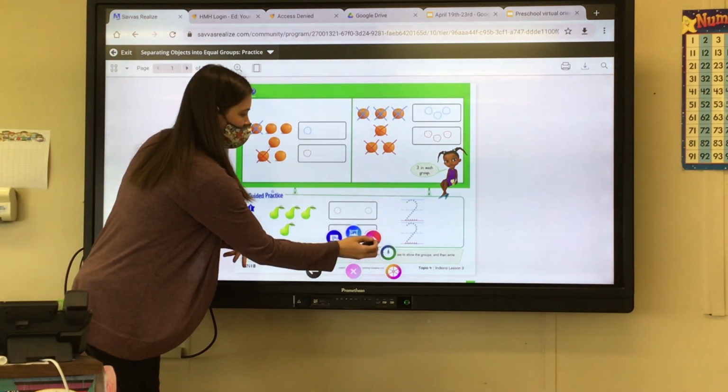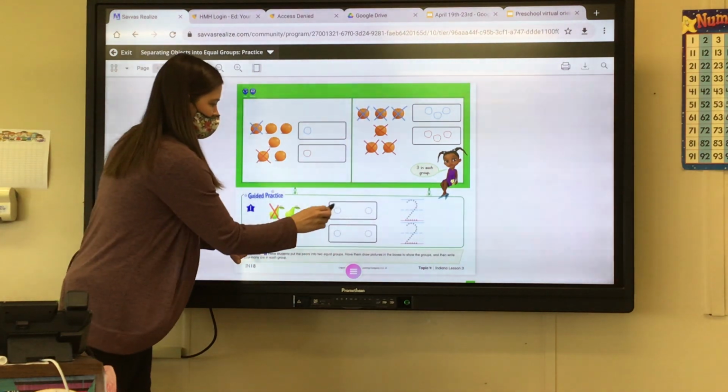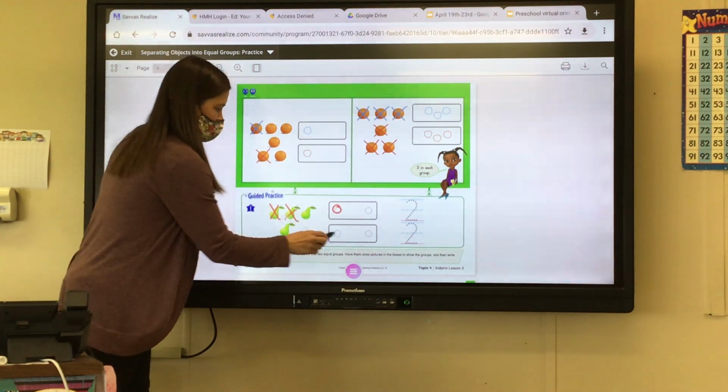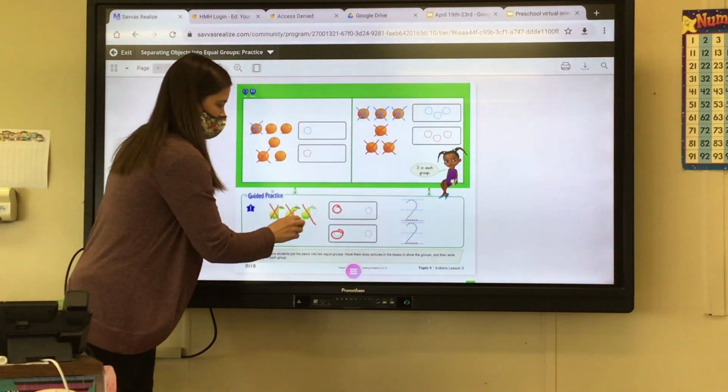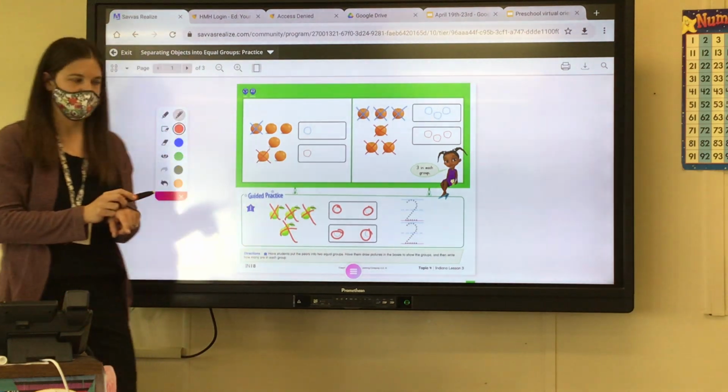So here, we can do this by crossing one out, putting one here. Crossing one out, putting one here. Crossing one out, putting one here. Taking that one, putting it there.